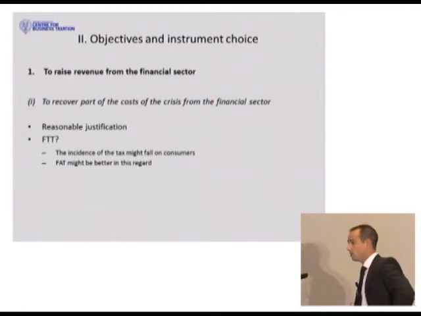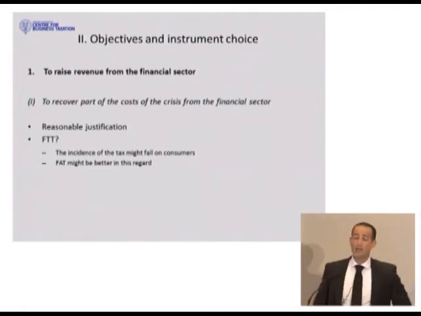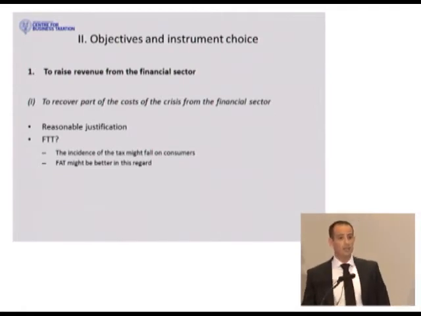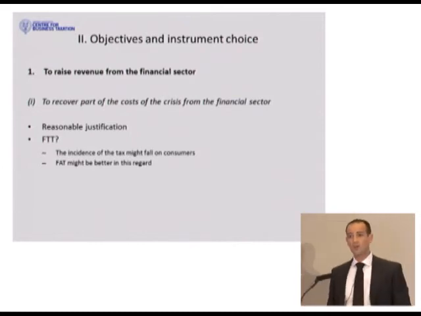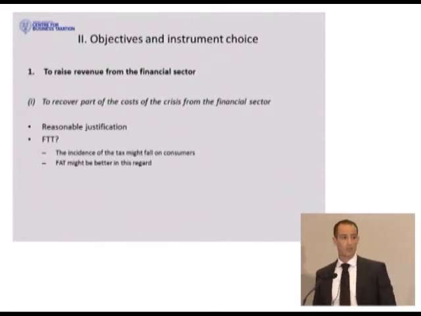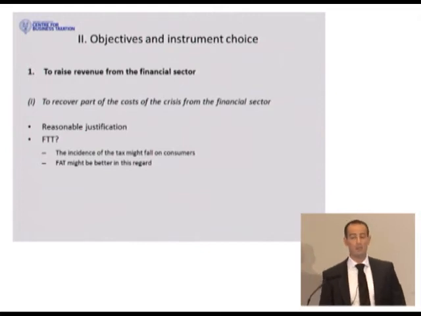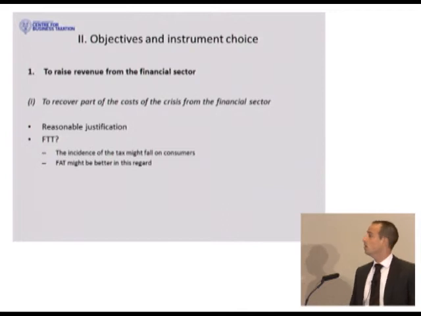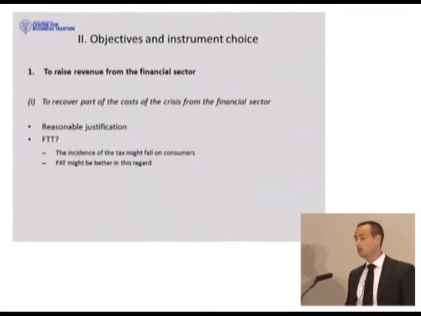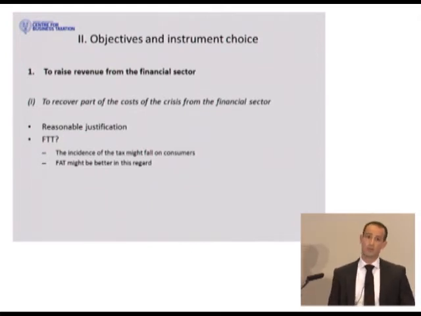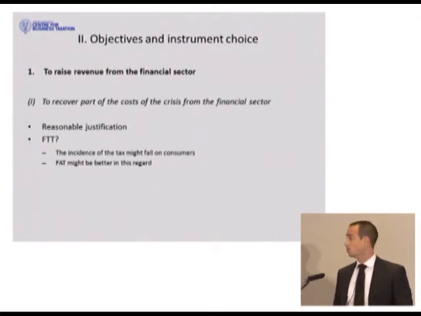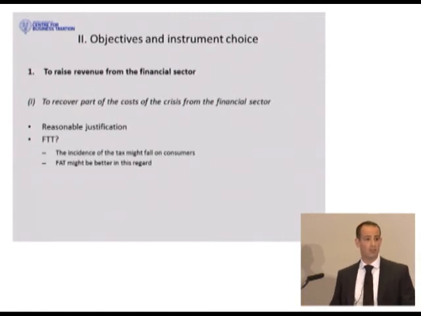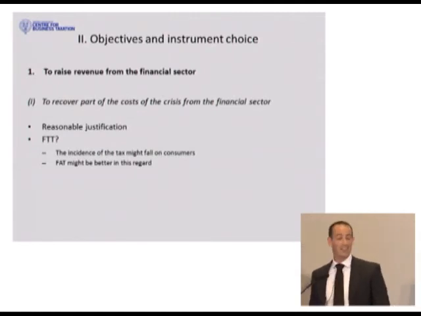So the first reason is to recover part of the costs of the crisis, and I think that's a reasonable objective. We know that the financial sector wasn't solely responsible for the financial crisis. Other constituencies must take part of the blame, but the financial sector definitely played a part, and because it played a part, it is right that it contributes towards the recovery of the cost of the crisis. So I think that's a reasonable objective. We can discuss it, but I think it's reasonable. So that's the first question.